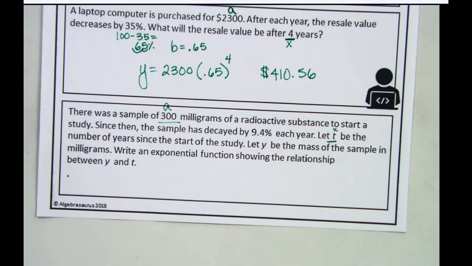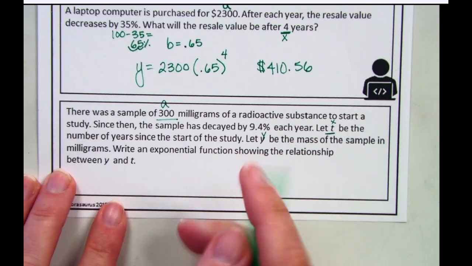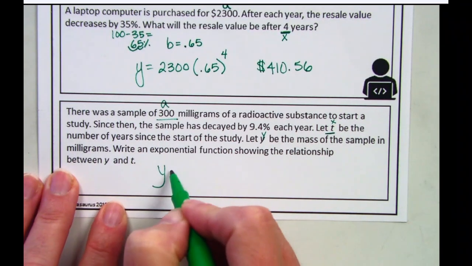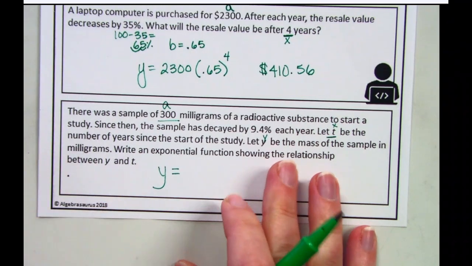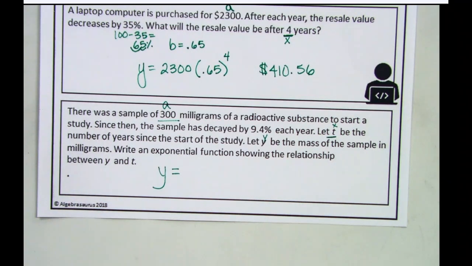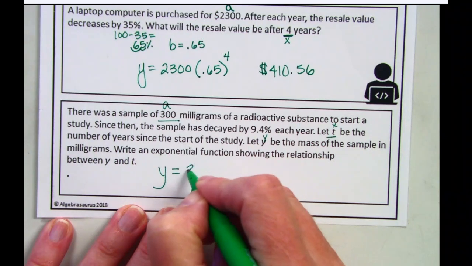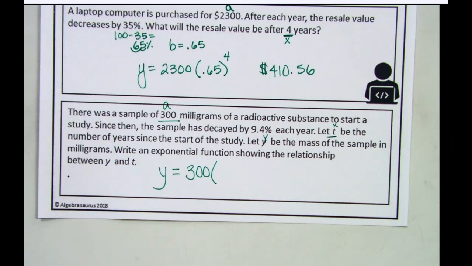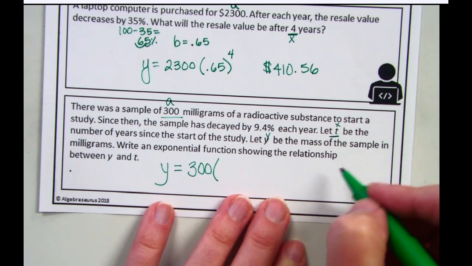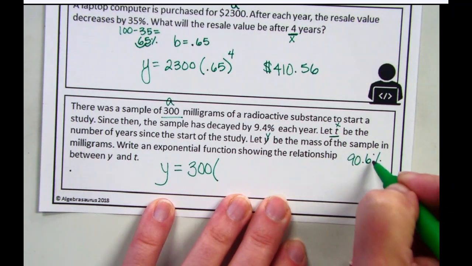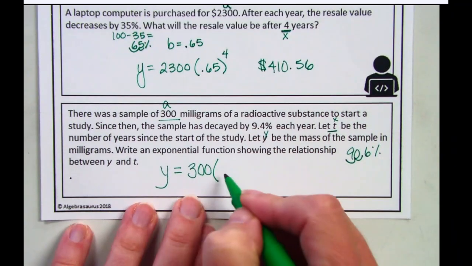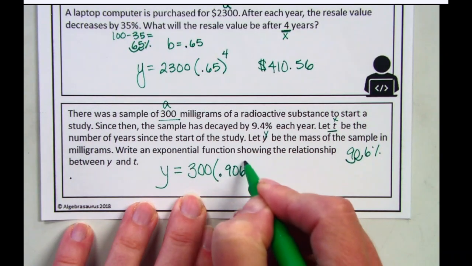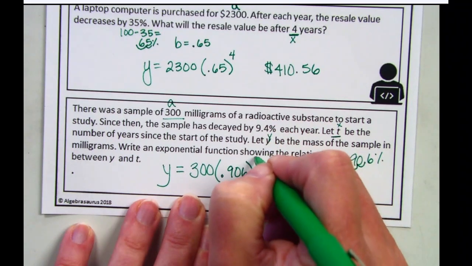Let Y be the mass of the sample in milligrams. So this is our amount after time. Our Y is just our Y. So we're relating Y and T. That's fancy for saying Y equals, follow that formula up above. What was your amount in the beginning? 300. What is our rate if we're decaying at 9.4%? 90.6%. So Y equals 300 times 0.906 raised to the T.